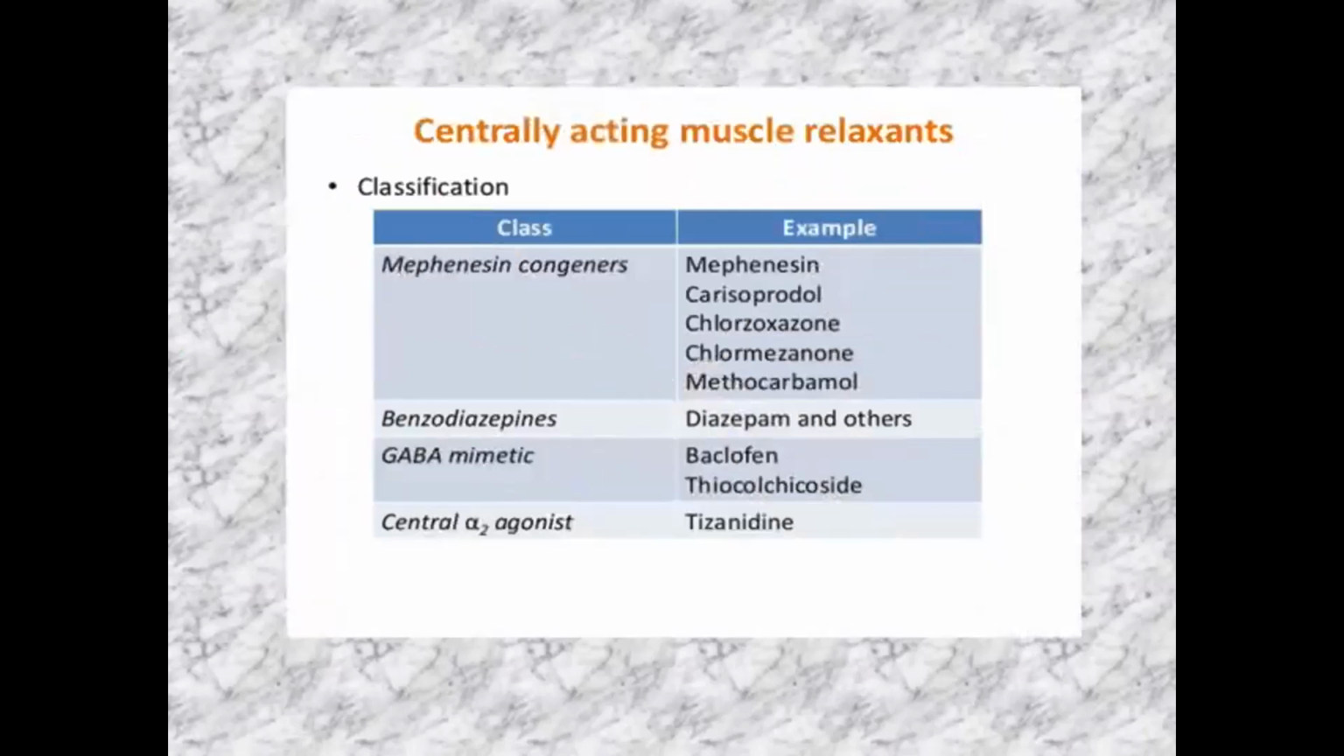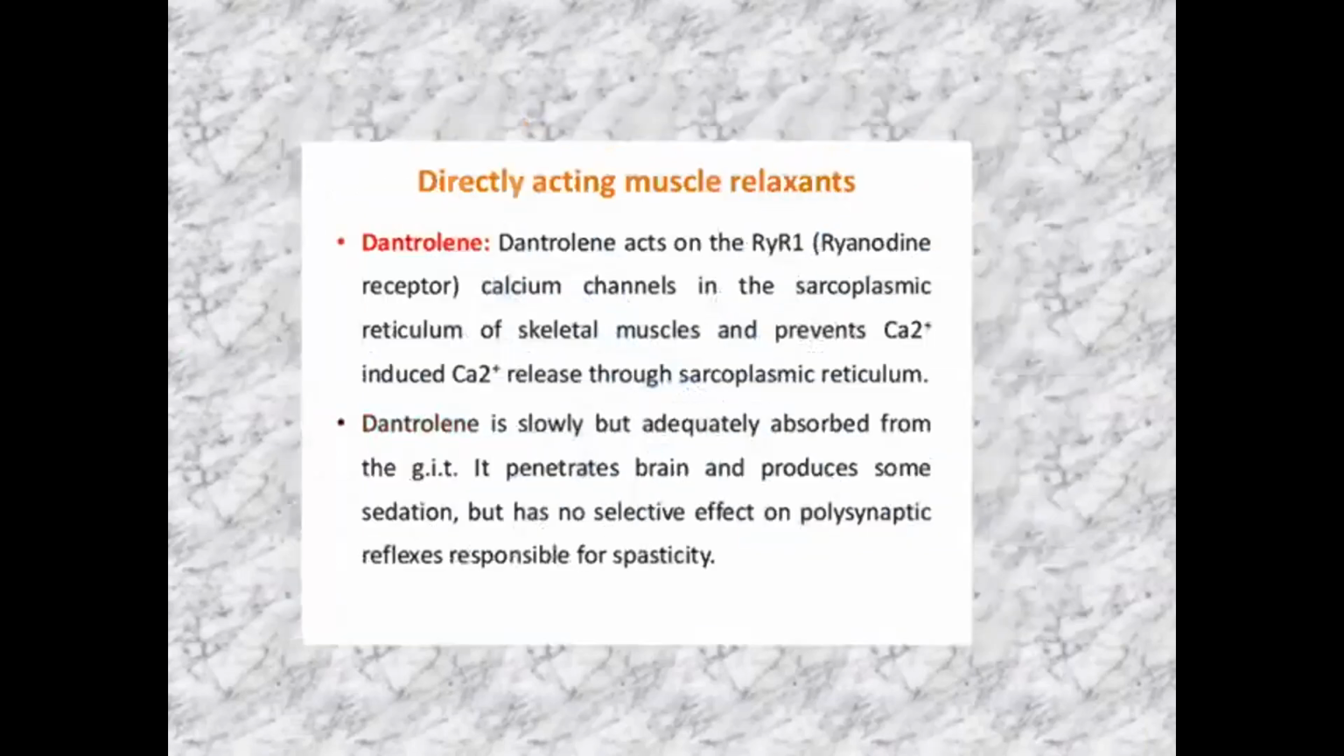And again, you can see this is the drug classification of centrally acting muscle relaxants. Here you can see methocarbamol congener, benzodiazepine, example is diazepam, GABA mimetic, example is baclofen, and central alpha 2 agonist, tizanidine. You have to remember this chart. In MCQs or in questions, you may get this.